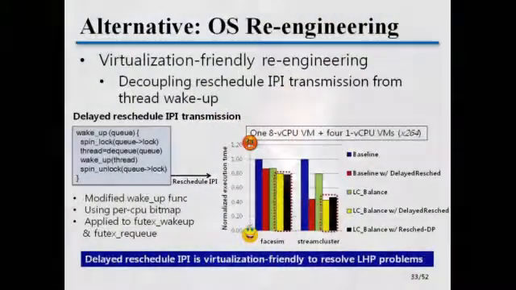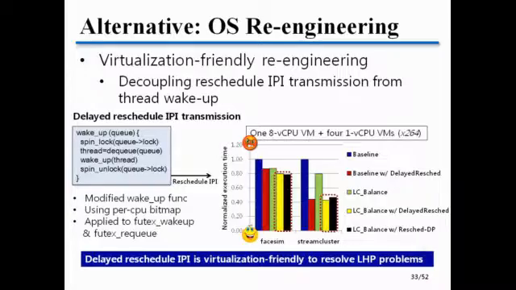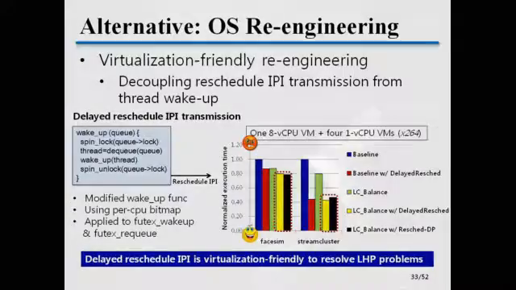As a result, as you can see from the rightmost yellow and black bars, the delayed reschedule IPI shows performance improvement similar to our delayed preemption. So we can conclude that the delayed reschedule IPI is a very virtualization-friendly OS re-engineering by eliminating the root cause of the preemption-prone critical section.